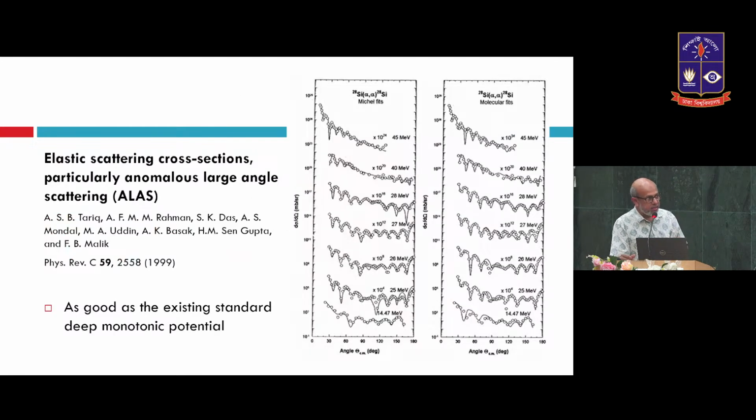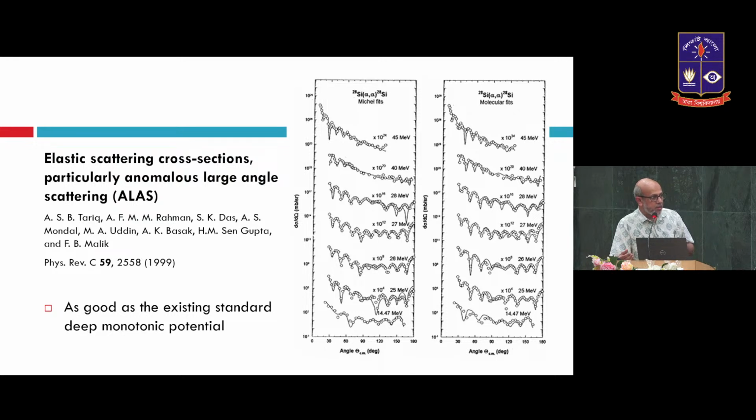This was elastic scattering. This was the first time when Professor Boschak came back from the US after discussion with Professor Malik, and he gave me this problem: what can we do with this? And we found out that for elastic scattering, we can do equally well, as good as the standard potential. The non-monotonic potential works equally well.